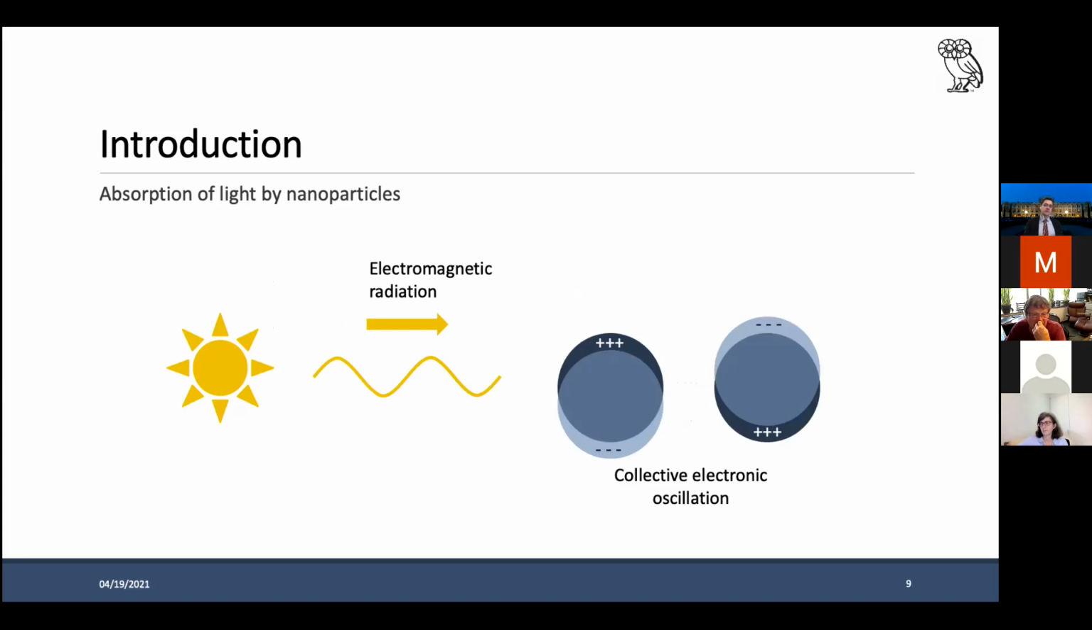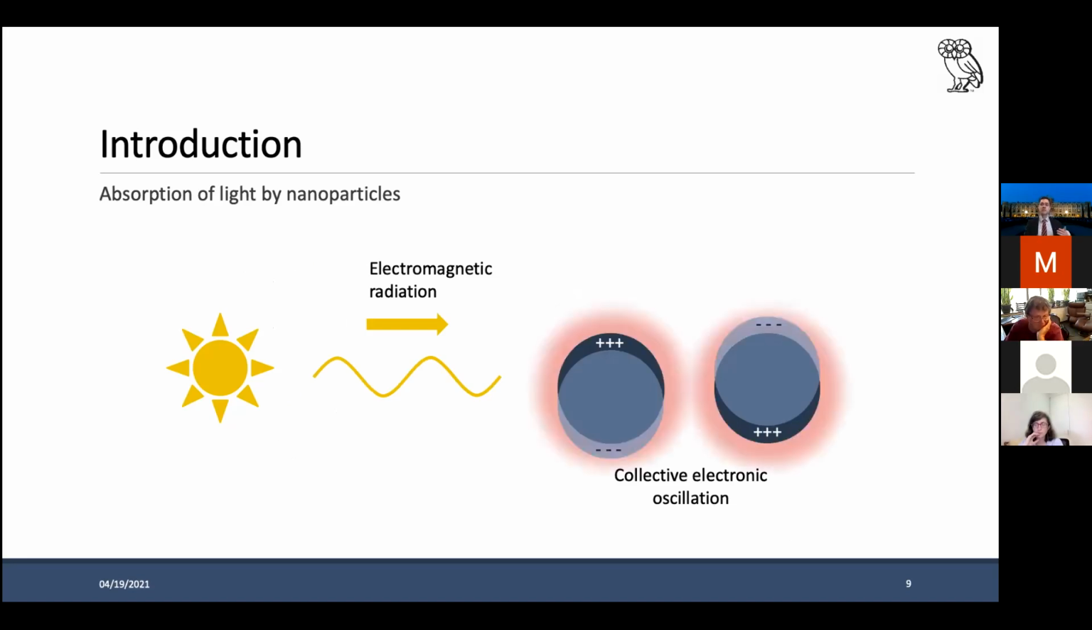The second concept is related to the absorption of light by nanoparticles. Nanoparticles can absorb radiation because of a collective excitation of the sea of electrons in a conducting material. The incident electric field causes dislocation of the electrons, and the positive charge left behind after the displacement attracts the electrons, trying to pull them back to the original position and causing an oscillation.